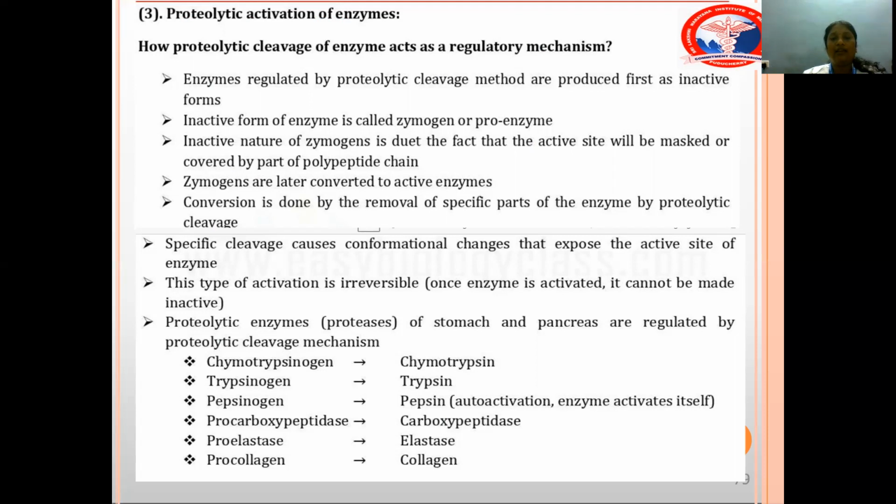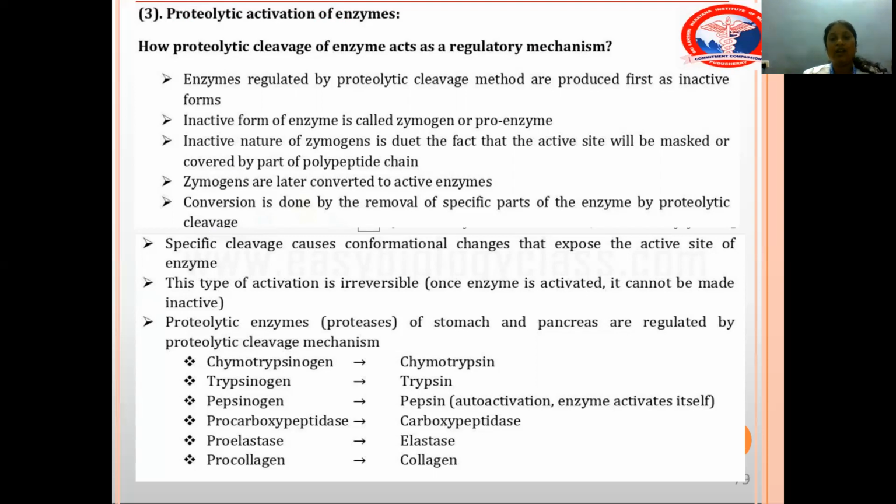Later they are converted into active enzyme by proteolytic cleavage. The specific cleavage causes a conformational change that exposes the active site of the enzyme. This type of activation is irreversible. Once the enzyme is activated, it cannot be reverted back to its original inactive state. All the proteolytic enzymes of the stomach and pancreas are regulated by this proteolytic cleavage mechanism.